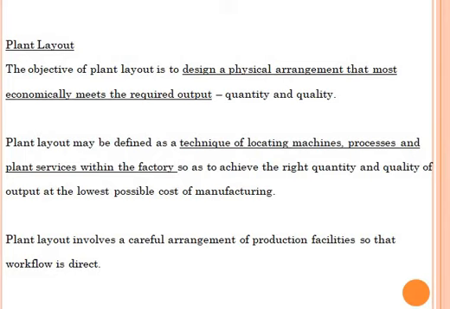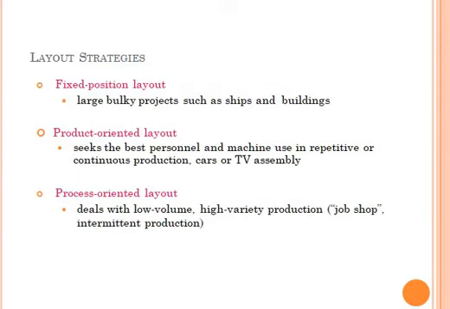Now, sometimes you get to design the layout from scratch for new facilities, and sometimes you have an existing facility and you want to improve the layout to get the most efficient arrangement, which will give you the least manufacturing cost. We have three major types of layouts: the fixed position, product-oriented, and the process-oriented layout. Let's give a brief explanation about each one.